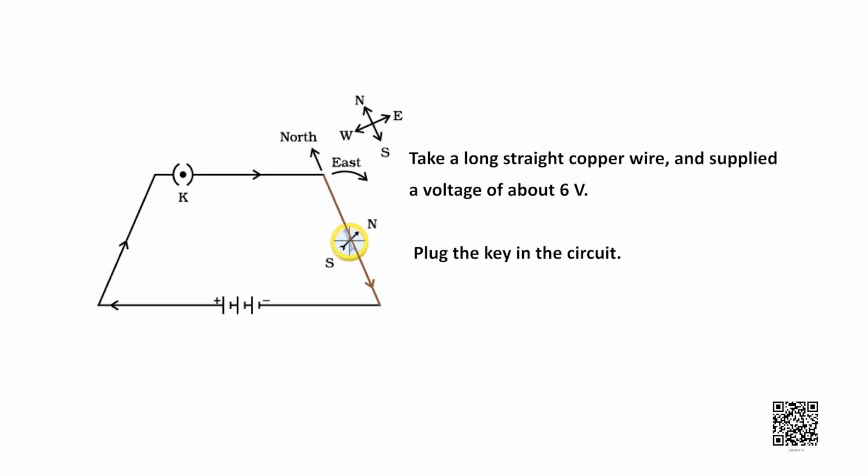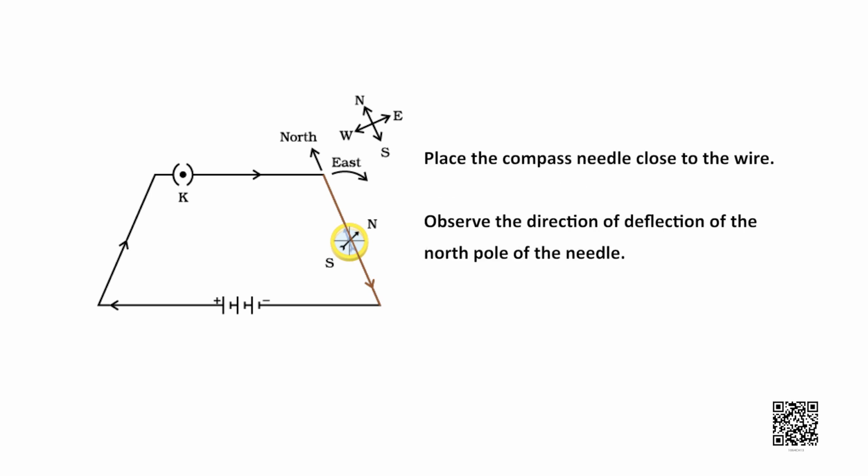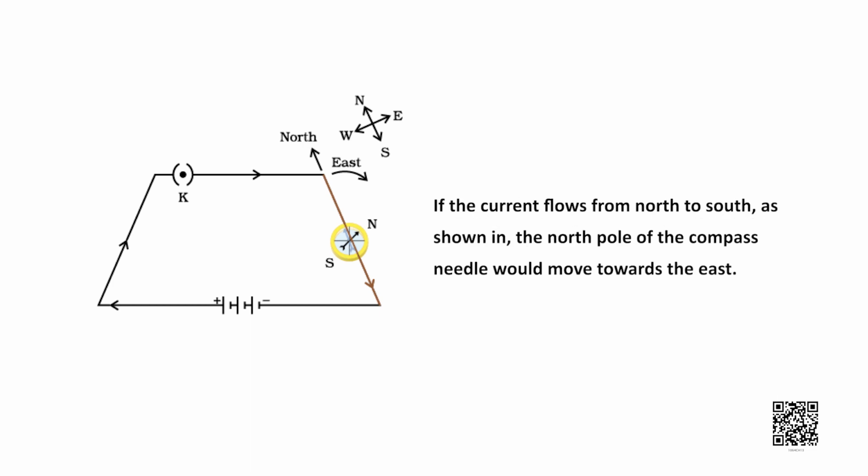Let's talk about the magnetic field due to a current carrying conductor. If you take a straight copper wire supplied by a voltage of about 6 volts and plug the key in the circuit, and place the compass needle close to the wire, the direction of deflection of the north pole of the needle is to be observed. If the current flows from north to south, as shown in the figure which you are seeing on your screen, the north pole of the compass needle would move towards the east.